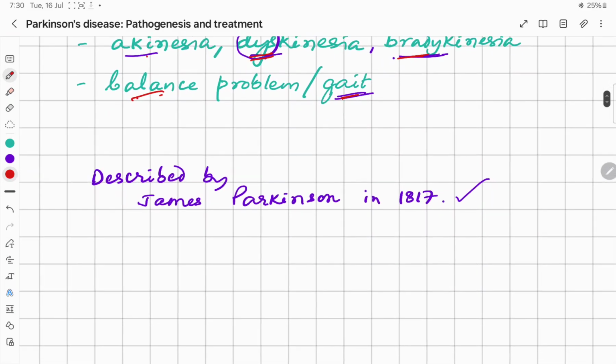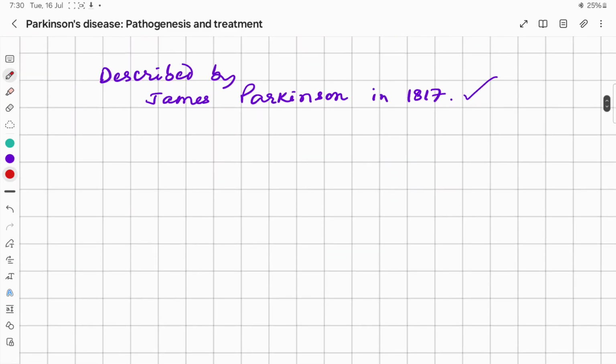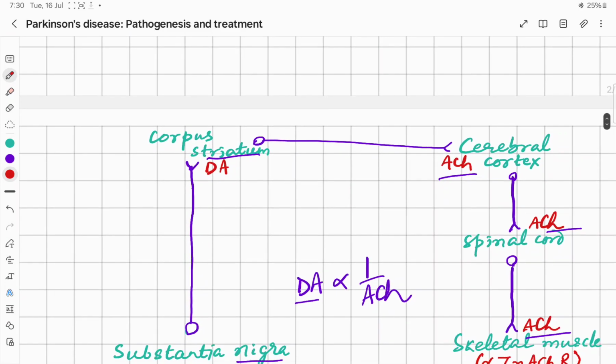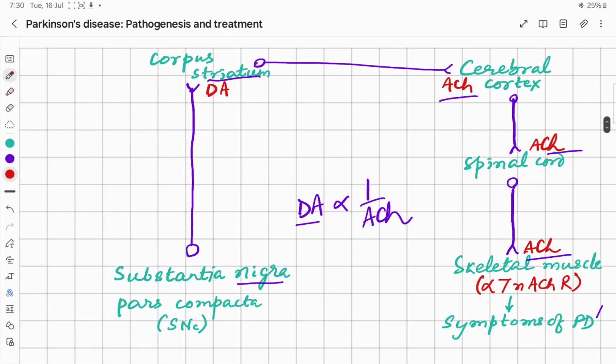It was first described by James Parkinson in 1817 and accordingly it was named Parkinson's disease. In Parkinson's disease, there is loss of dopaminergic neurons from substantia nigra to corpus striatum.